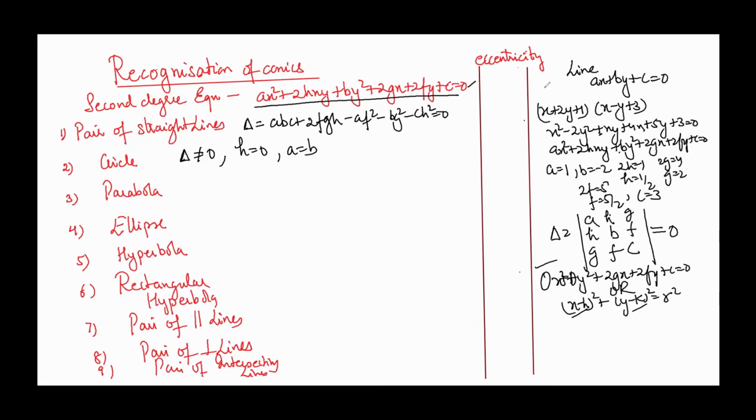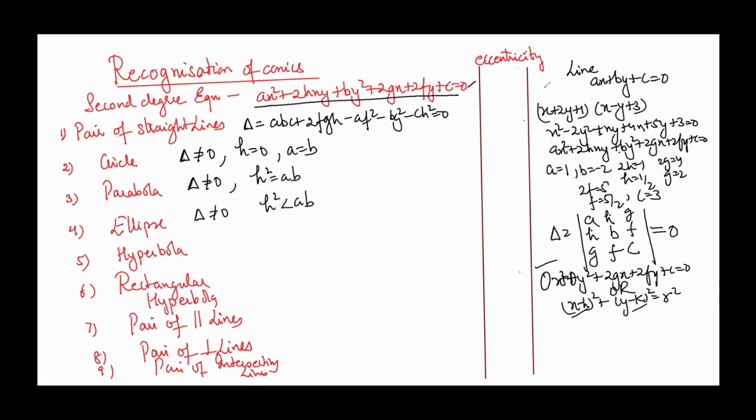Then for parabola, again, delta is not equal to 0 because delta equal to 0 is only for a pair of straight lines, and the rest of all these conics depend only on h, a and b. So for parabola, this h square should be equal to ab. Then for ellipse, delta not equal to 0 and this h square should be less than ab.